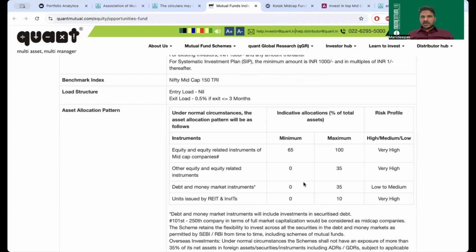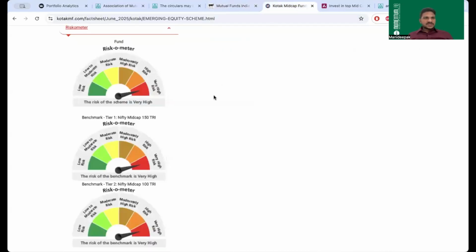Now let's look at the benchmarks that these funds usually evaluate themselves against. This is the Kotak Mutual Fund website. Their tier 1 benchmark is Nifty Midcap 150 TRI. TRI is total returns index, so essentially including the dividends as well. And the tier 2 benchmark here, they consider Nifty Midcap 100 TRI. So this is how Kotak is evaluating their fund.